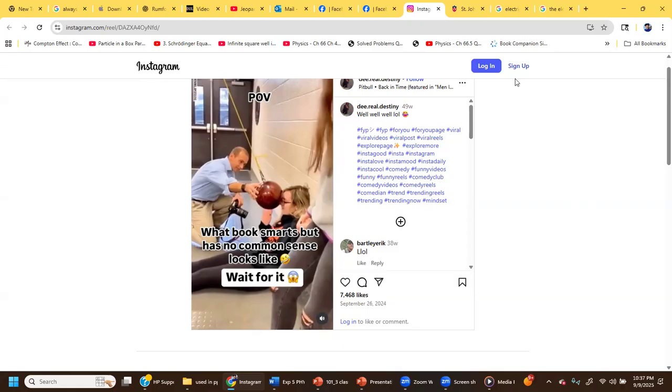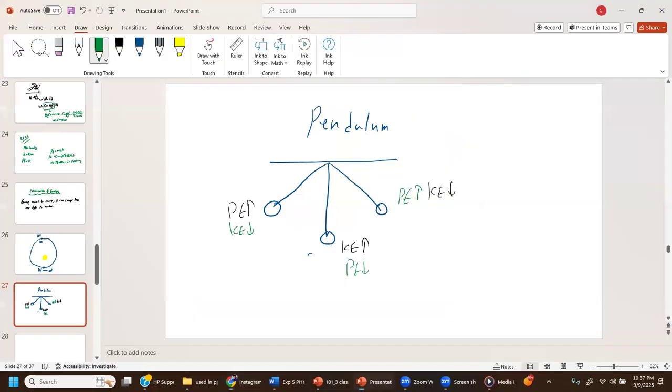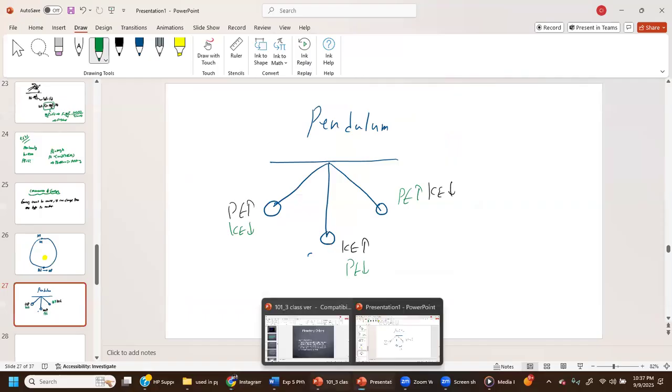So basically energy is conserved. You cannot create energy. You can only convert it from one form to another. In this case, it goes from potential to kinetic energy.